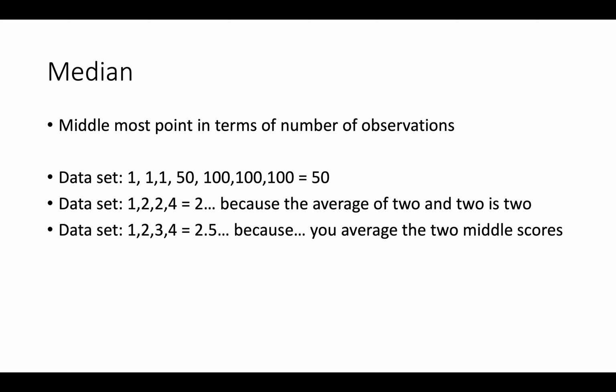When you have an even data set, you take the average of the two middlemost scores, which in the first example is the average of 2 and 2, which is 2. In the second example, it's the average of 2 and 3, which is 2.5. 2 plus 3 is 5 divided by 2. So median is the middlemost point in terms of the number of observations. That's it.